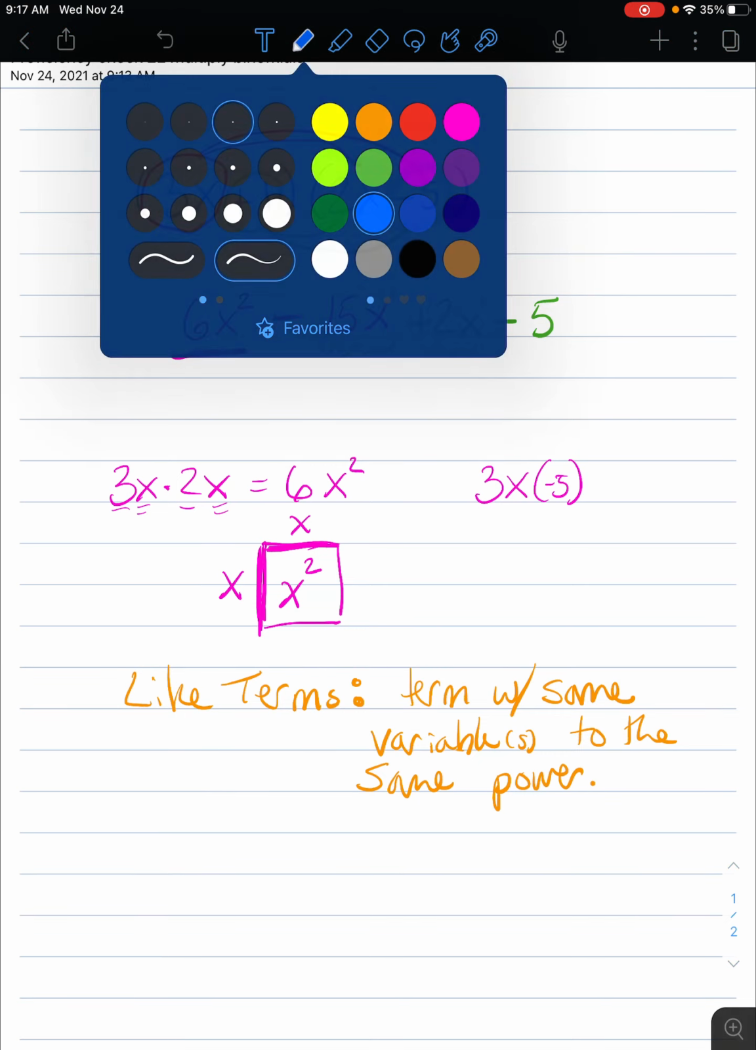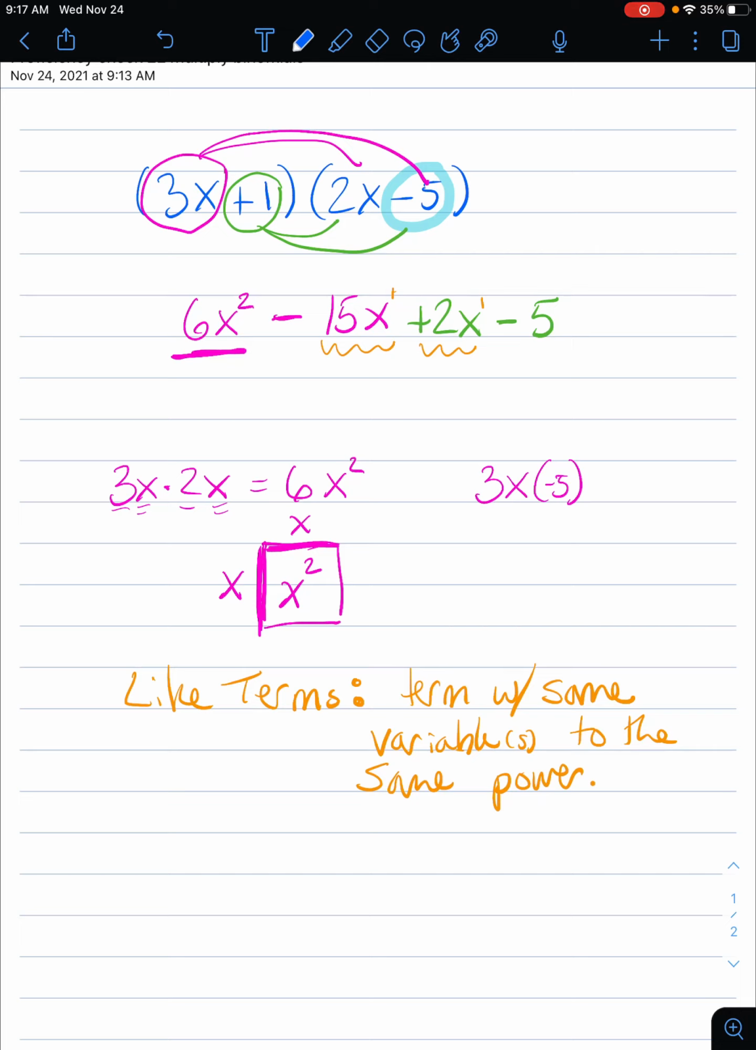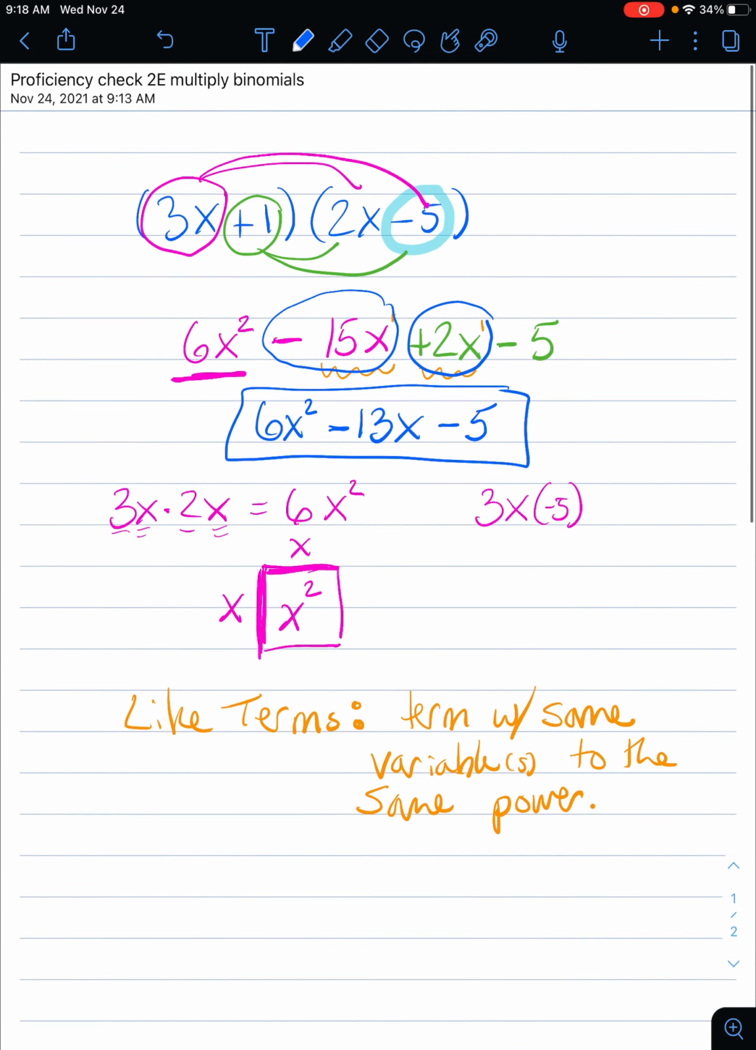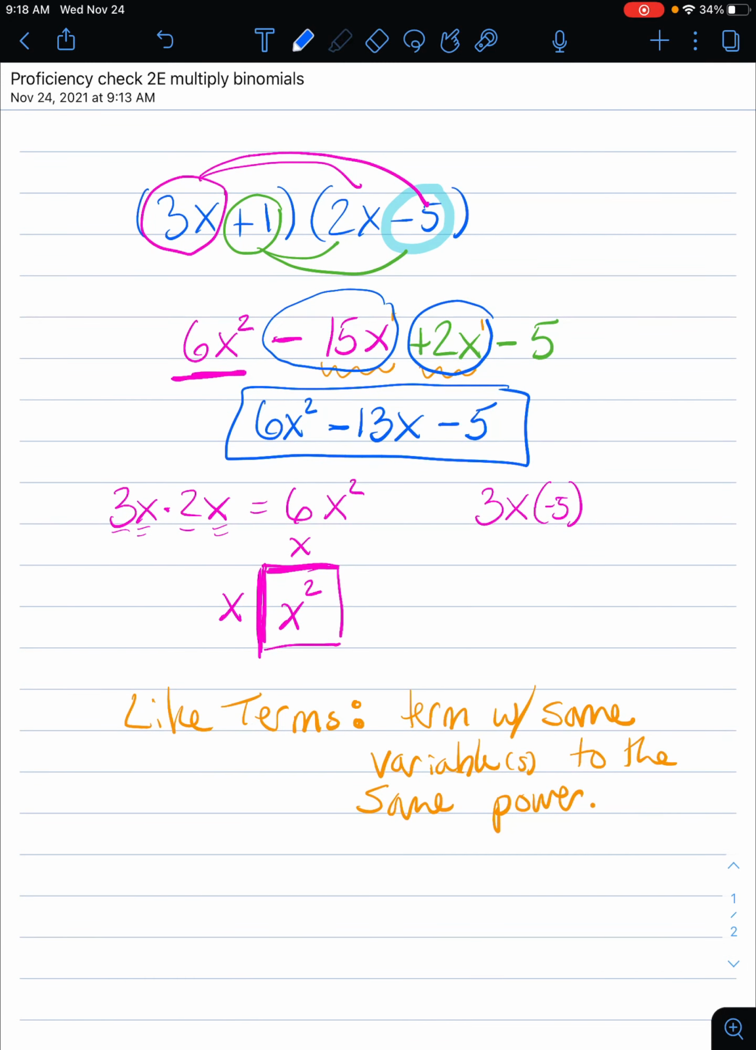Okay, so when I'm combining those terms, I want to think this is a negative 15x plus 2x. I'm going to bring down the 6x squared because 6x squared has nobody to combine with. Negative 15x plus 2x is a negative 13x. And then I bring down that minus 5 because there's no other constant to go with negative 5. This is your final answer. So again, when you see these binomials squished up next to each other, that means multiplication. We can use that distributive property.